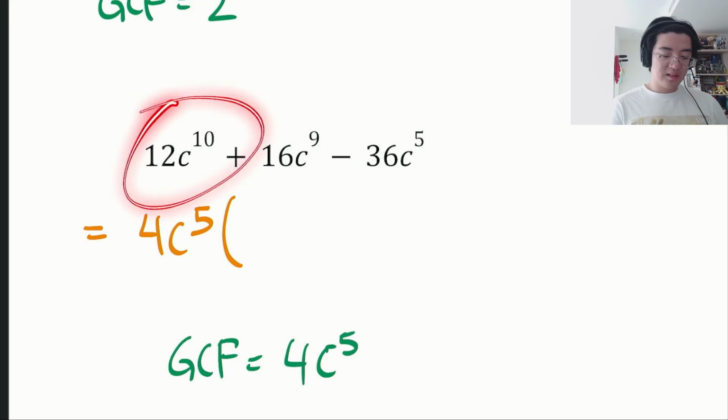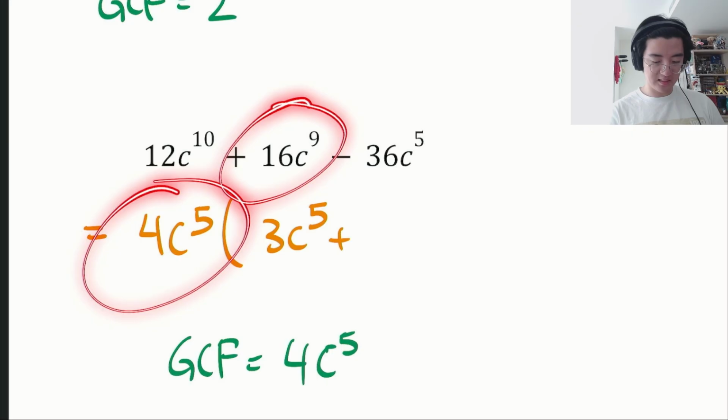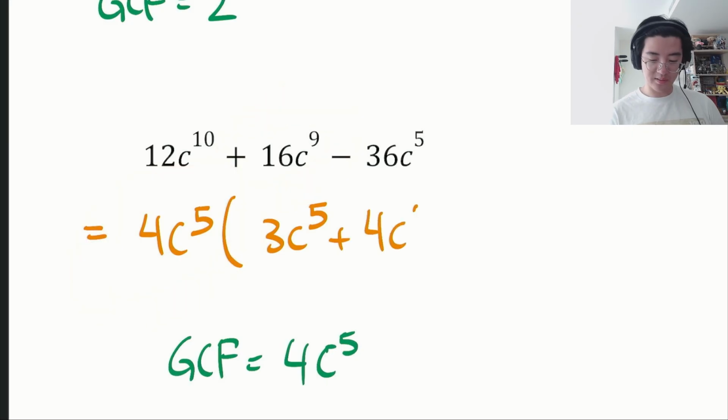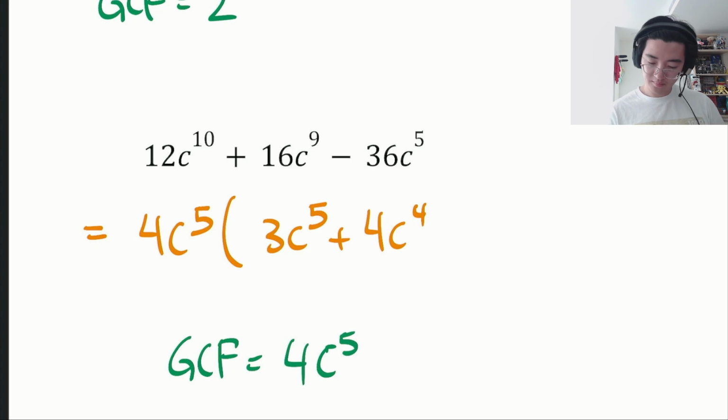Alright? 12c to the power 10 divided by 4c to the power 5 is 3c to the power 5. And then this divided by this, 4 and then c to the power 4. This divided by this, minus 9. That's it.